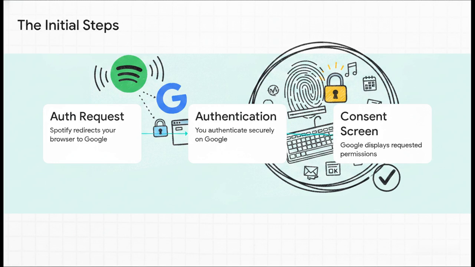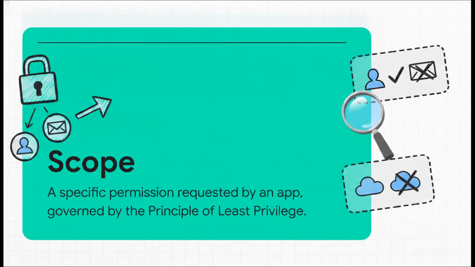From there, you authenticate securely on Google's end, and because you're typing your password directly into Google, it's completely hidden from Spotify. Finally, Google verifies your identity and pops up a consent screen. And this brilliantly illustrates a core OAuth concept called a scope. You know when that consent screen pops up and it asks for permission to view your basic profile and email? It is not asking for your password.